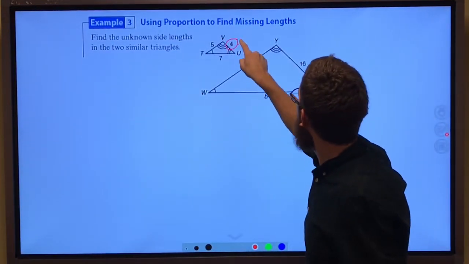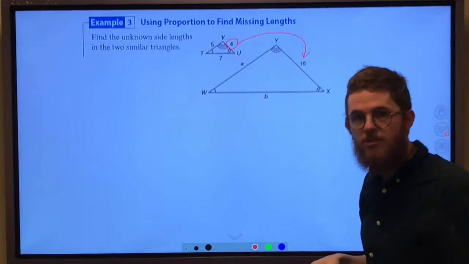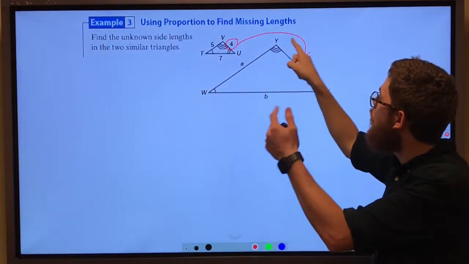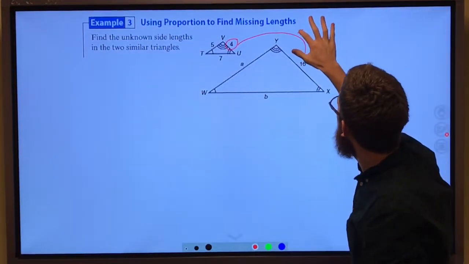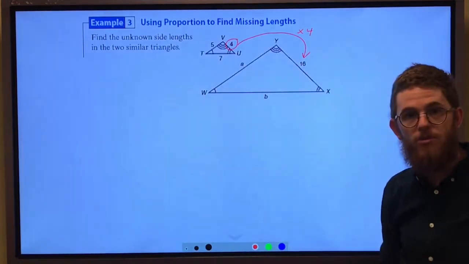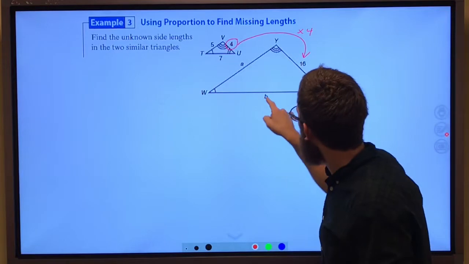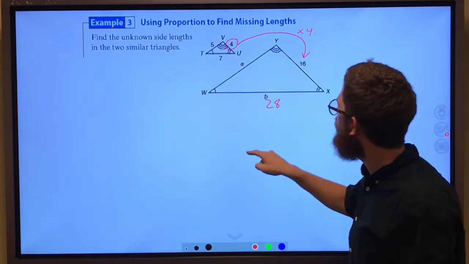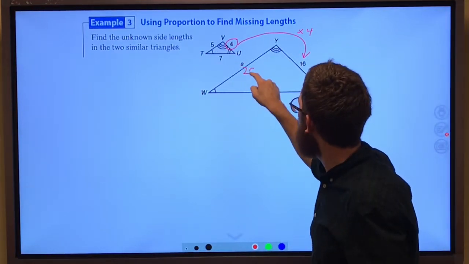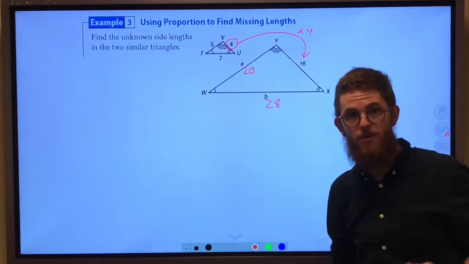Notice the piece they gave us is that 4 became 16. What happened from 4 to get 16? We were multiplying times 4. Well, we can do that exact same thing. 7 times 4 means it's going to be 28 for this side. 5 times 4 means it's going to be 20 for that side right there.